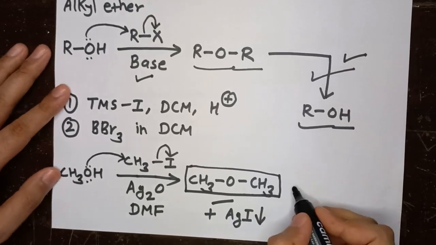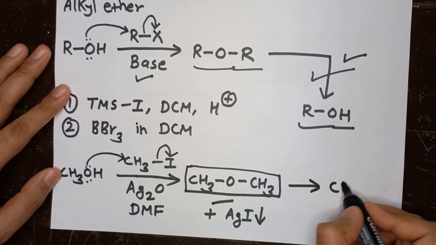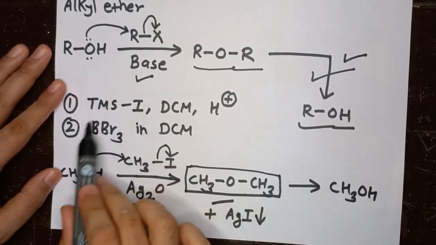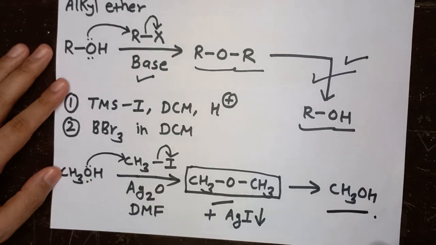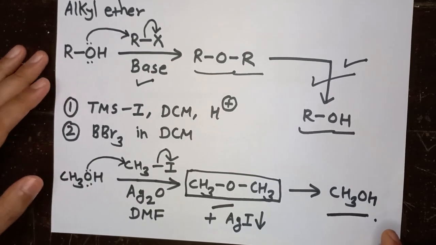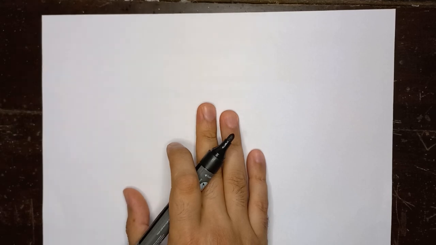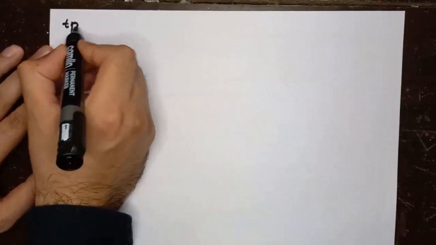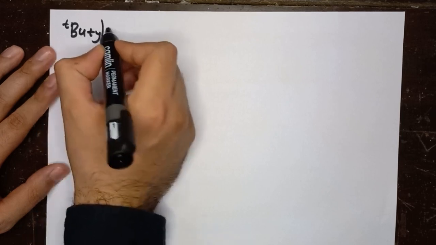And if you want to deprotect and get back your methanol, either use trimethylsilyl iodide or BBr3 and you will get back the deprotected product. Okay, let's talk about tertiary butyl ether protection.